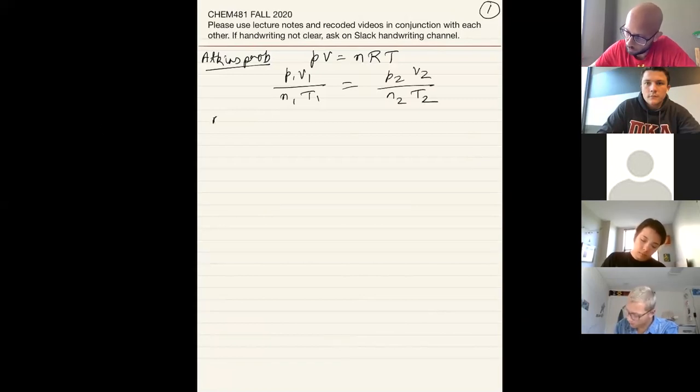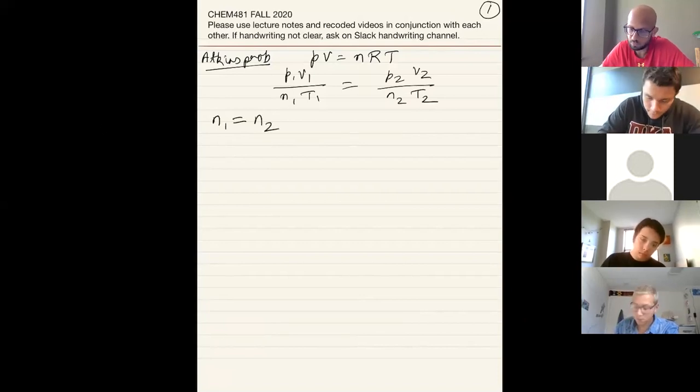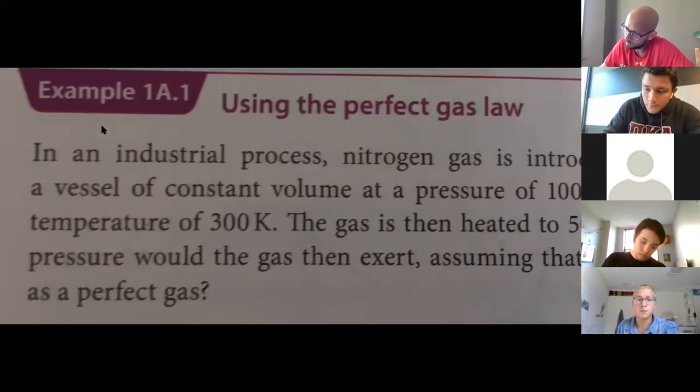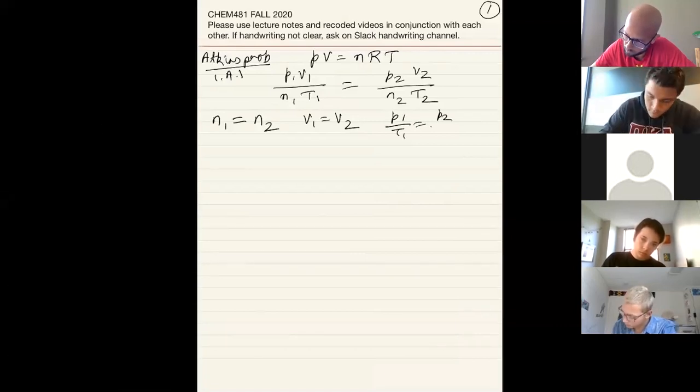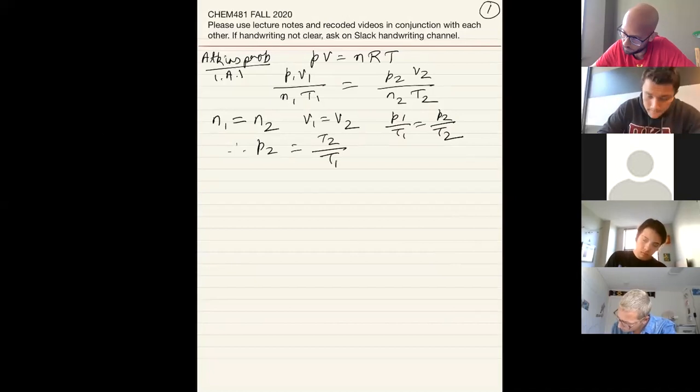In this case, in addition, we know that a chemical reaction has not happened, so the N has not changed. So N1 is equal to N2. Furthermore, we have been given the information. So this is example 1.A.1. It's like the very first example in Atkins. It's also said that the vessel is at constant volume. So V1 is equal to V2. So when we plug these two things in, we get P1 by T1 is equal to P2 by T2. Therefore, P2 is equal to T2 by T1 into P1. And that gives us 500 Kelvin divided by 300 Kelvin into 100 atmosphere is equal to 167 atmosphere.